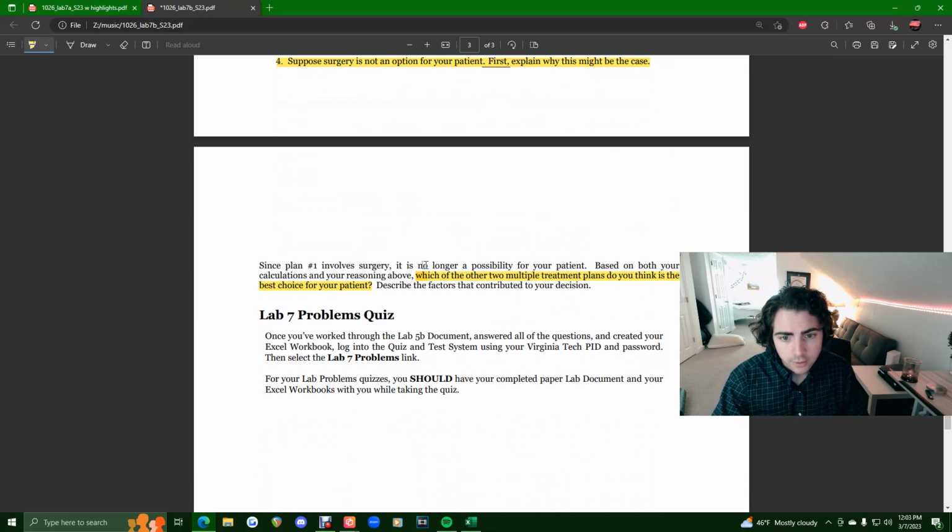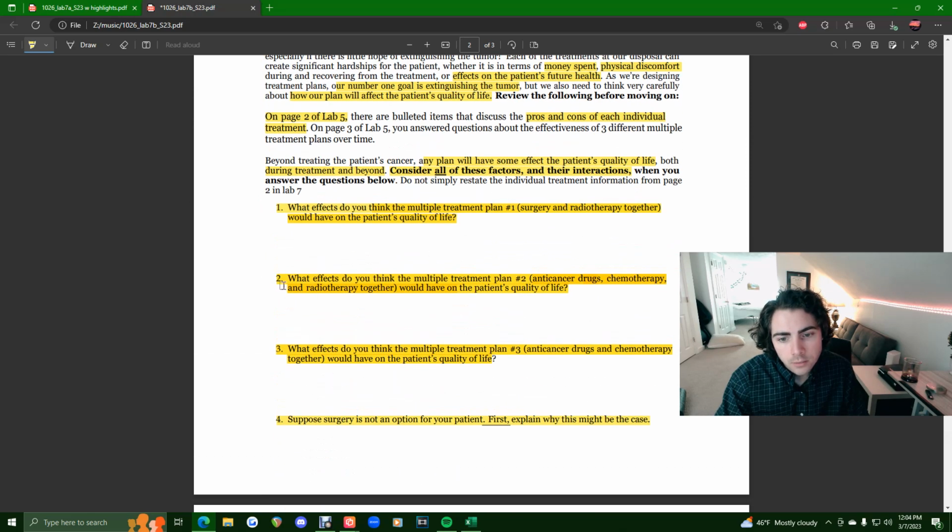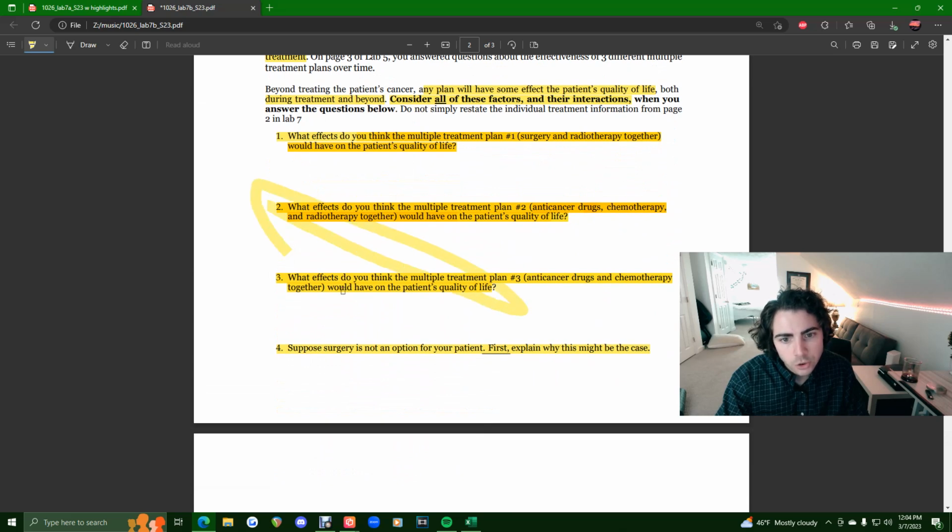Since plan number 1 involves surgery, it's no longer a possibility for a patient. So based on both your calculations and reasoning above, which of the other 2 treatment plans do you think is the best choice for your patient? So if number 1's not an option, between 2 or 3, which one's the better option? Well, I think they both suck. The only difference is radiotherapy versus not radiotherapy.